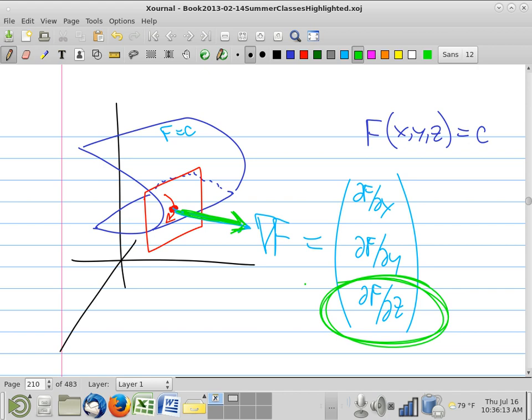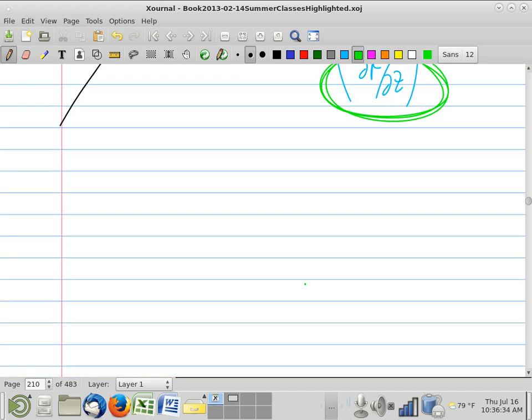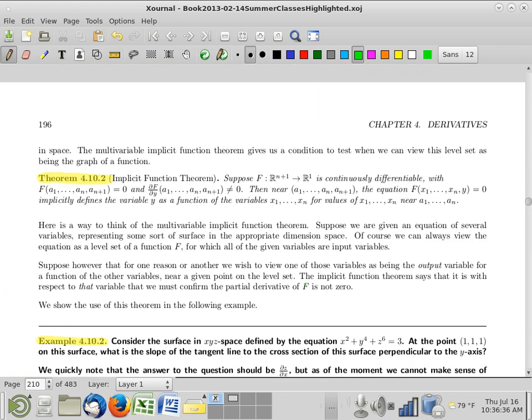Right. On the other hand, if this partial derivative is not 0, then that means that your gradient vector is not horizontal. It's got a vertical component, which means that the tangent plane would be not vertical, and nothing's wrapping under anything. Again, everything's fine. So that's the punchline of our multivariable implicit function theorem.